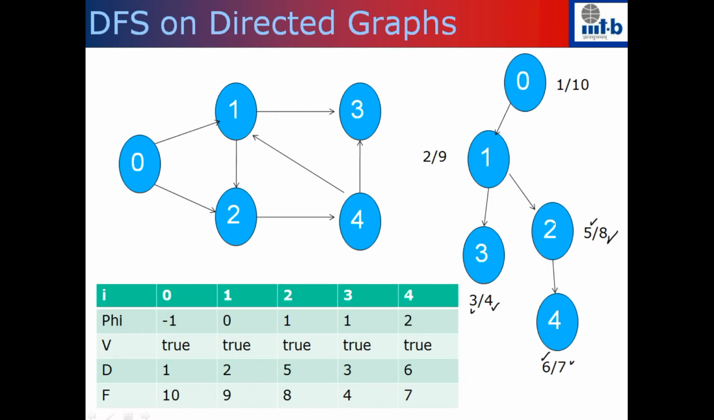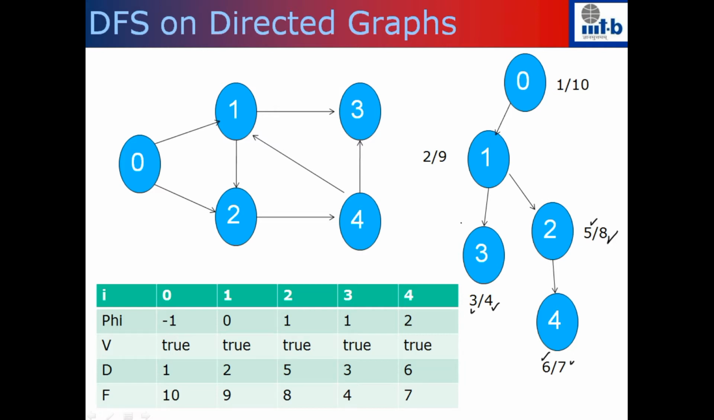Everything from 2 has been visited now. We come back to 1. Both the adjacent vertices of 1 have been visited, so I come back to 0 after setting the finish time of 1 to be 9. When I come to 0, both the adjacent vertices of 0 have been visited, so I set the finish time of 0 to be 10. So this is the example that we have seen in the previous class.